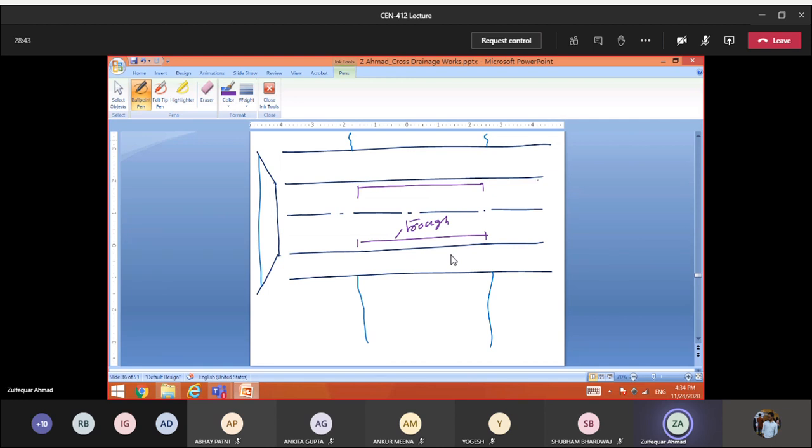Now this is being joined suitably with the existing one, right? So let us say your transition starts from here and the flow is going like this. Let us say flow is in this direction. Then you have to provide here a transition.